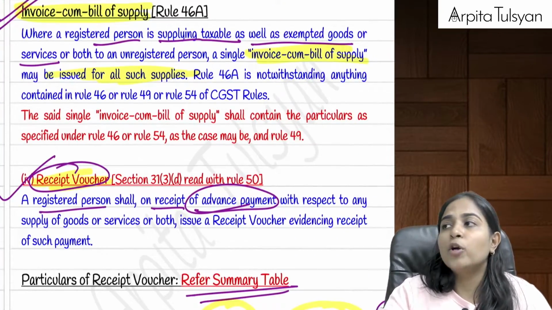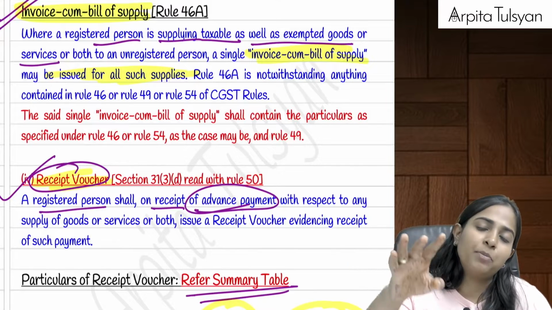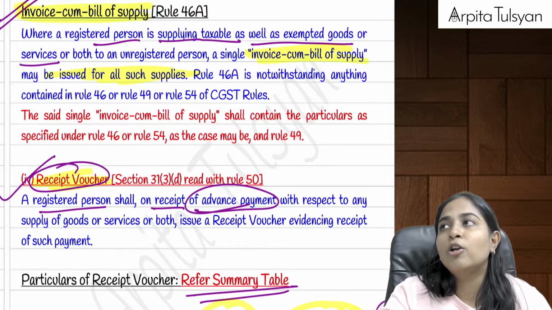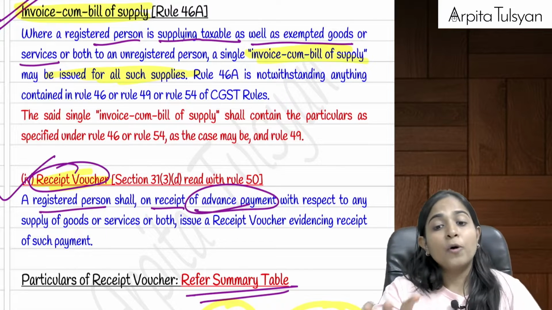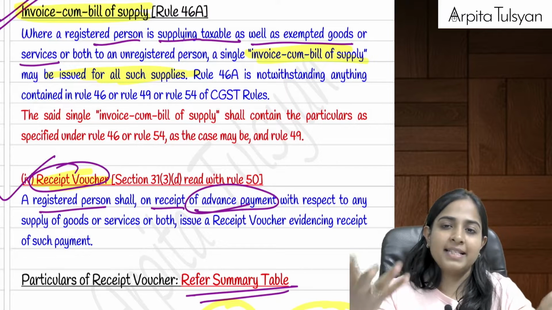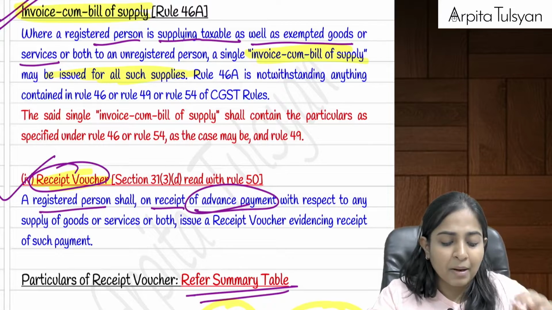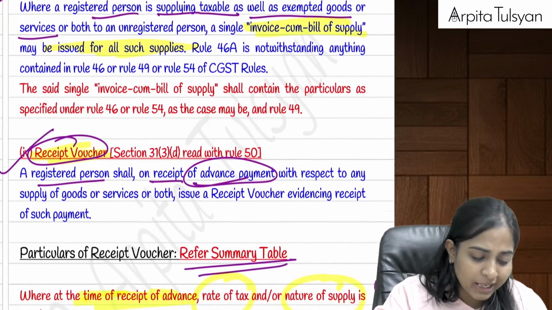Now suppose if you are doing taxable supplies, you are required to issue a tax invoice. If you are doing exempt goods or services supply, you are required to issue a bill of supply. Okay. What if you are doing both? What if you are doing the taxable supply as well as exempted supply? Then you will issue a common document called an invoice cum bill of supply. You need not issue it separately.